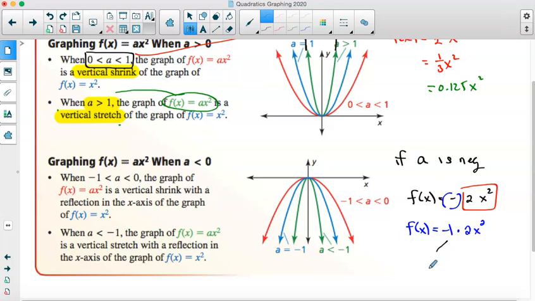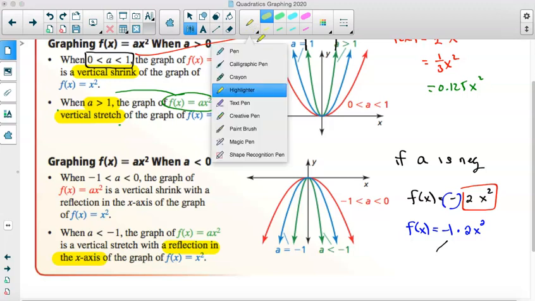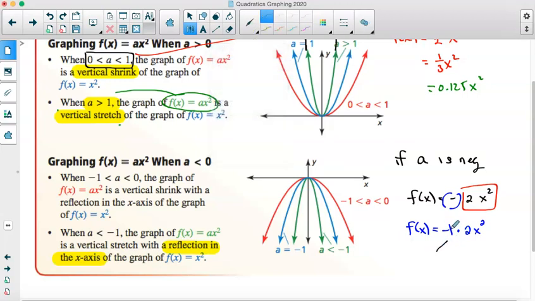So this -1 is what makes it go upside down, or instead of saying upside down, I'm going to use some better terminology here, and I'm going to say this gives it a reflection in the x-axis. Right? So when the a value is negative, this gives it a reflection in the x-axis. When the a value is greater than 1, then I have a vertical stretch by a factor of a.